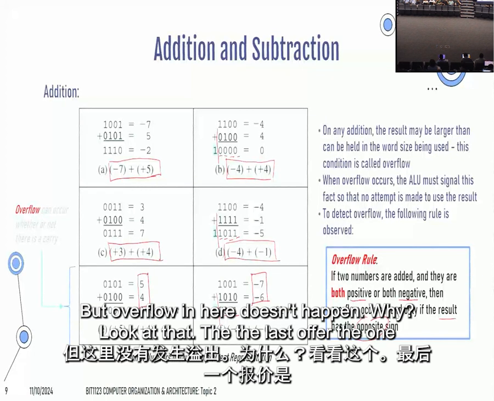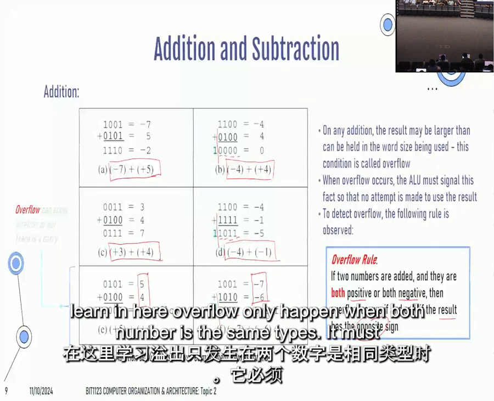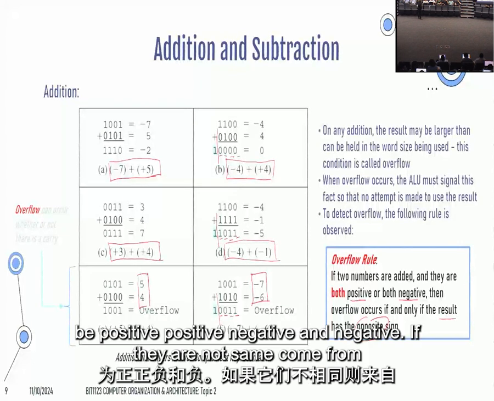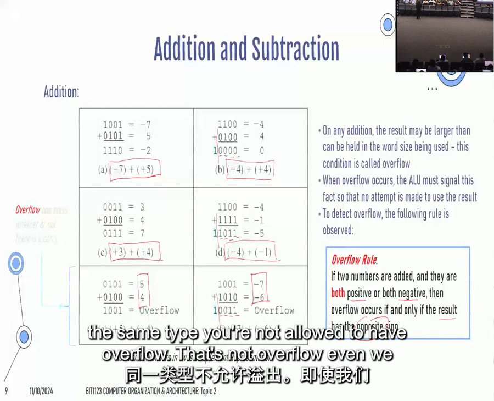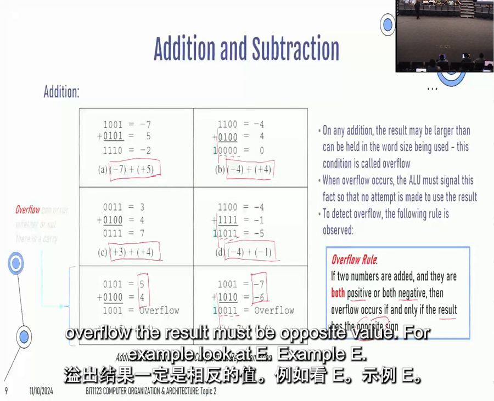Why? Look at that. The last offer, the one that I circled in the box, says the result must be the opposite sign. So we learn here that overflow only happens when both numbers are the same type. It must be positive, positive, or negative, negative. If they are not the same type, you're not allowed to have overflow. That's not overflow. Even if we have an increment of the positioning, it's not overflow. The second rule for this case of overflow is that the result must be the opposite value.